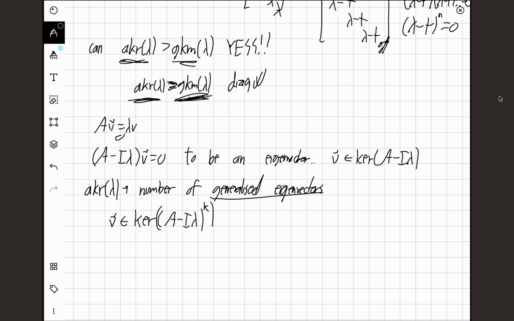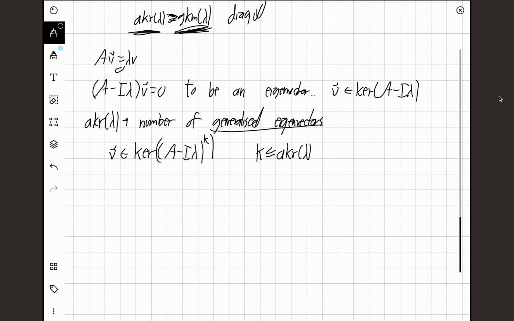So an eigenvector with eigenvalue lambda is inside of the kernel of A minus I lambda, but a generalized eigenvector is inside of the kernel of A minus I lambda, the same lambda, but to some power k, where k is less than or equal to the algebraic multiplicity of this eigenvalue. Wow, this is crazy. Oh my goodness, how does this work? Well, this is pretty crazy. We have to unpack this slowly.